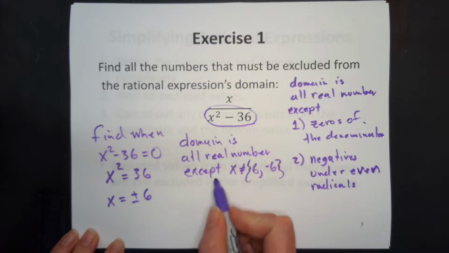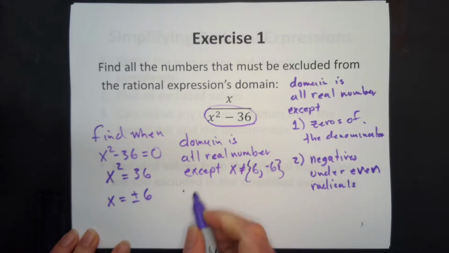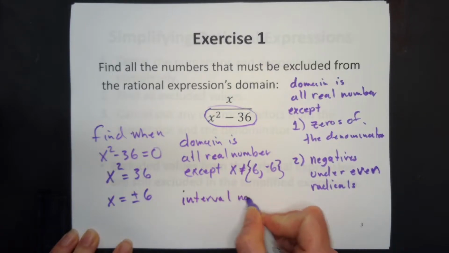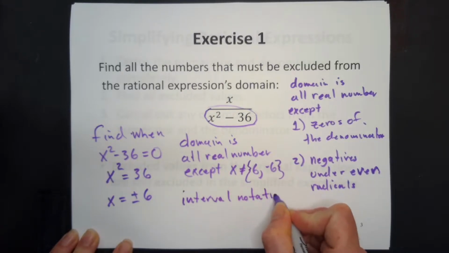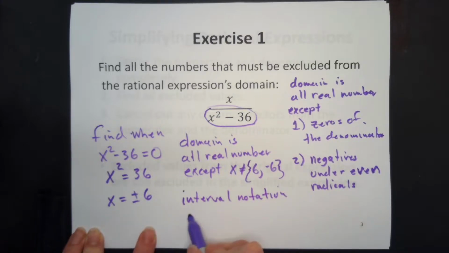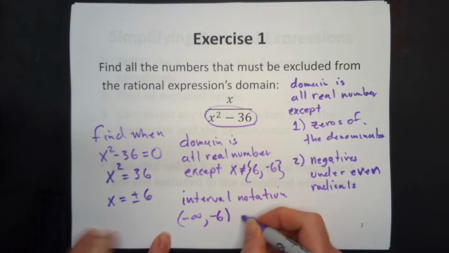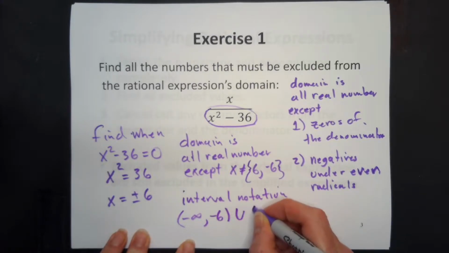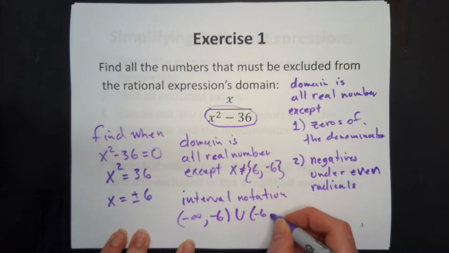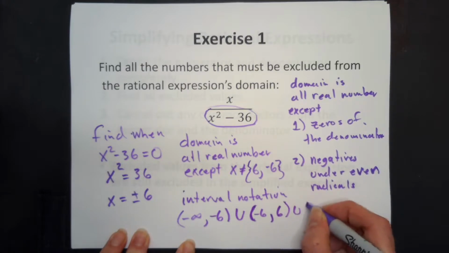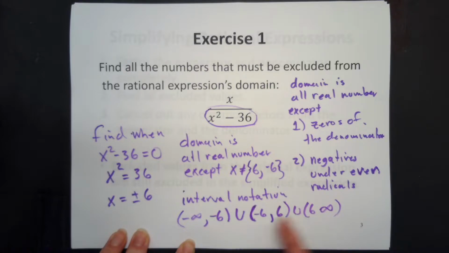So, and then if you were to write this in interval notation, we have the following: all the numbers from negative infinity all the way up to negative 6, not including negative 6, union negative 6 to 6, not including 6, union all 6 all the way up to positive infinity. So we cut two portions of our real number line out, so that's why it's in 3 pieces.